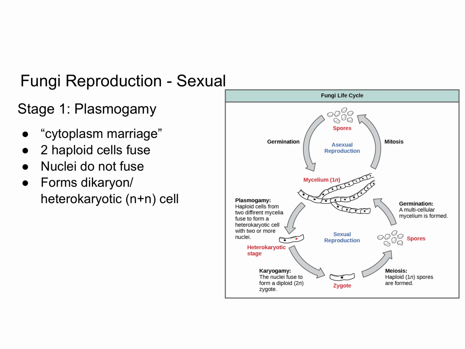So we're going to take a look at this first stage, plasmogamy, first. And this word plasmogamy can be translated into cytoplasm marriage. So plasmo, think of the plasma membrane. So 2 plasma membranes of cells are going to join together. And so essentially you're going to have cell number 1. And remember, this is going to be a haploid nucleus.